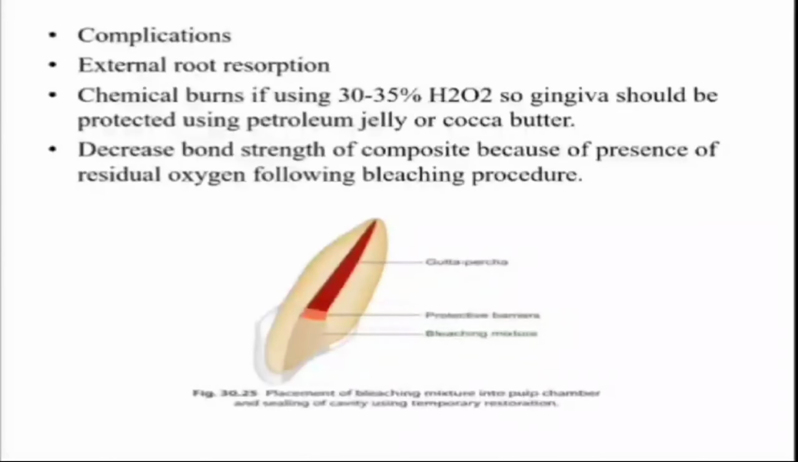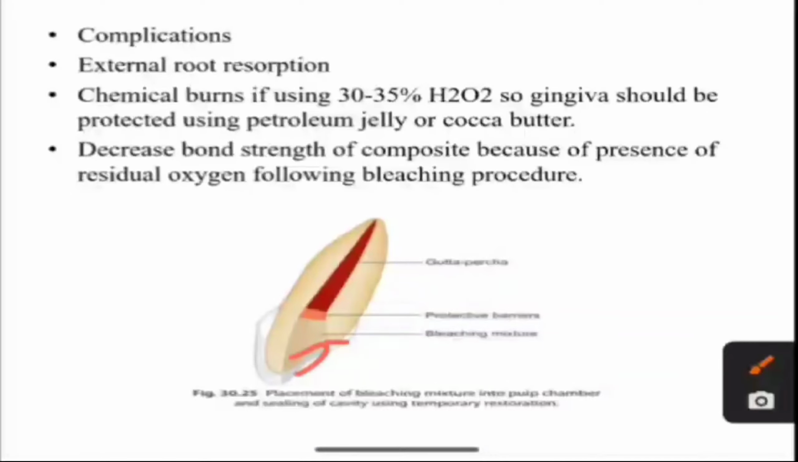And last one is the bleaching. Placement of the bleaching mixture that is placed over the protective barrier into the pulp chamber, and sealing of the cavity using any temporary restorations. Here also there are some complications present.